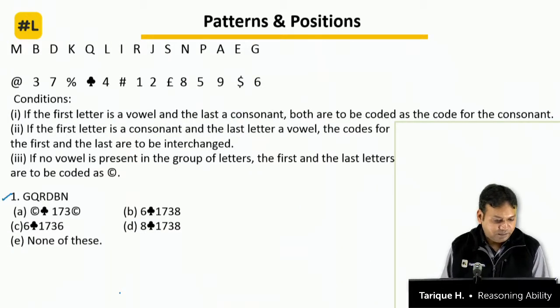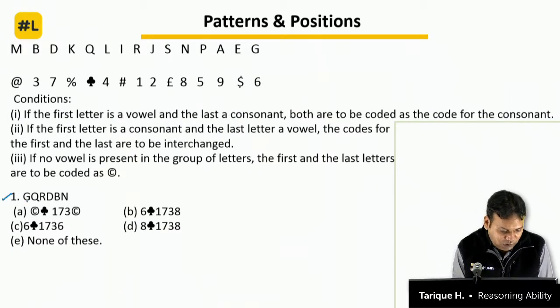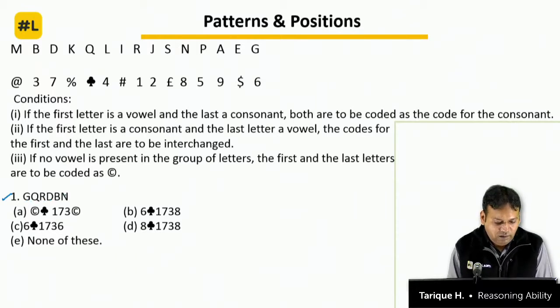So let's start doing this. Look at this particular sequence of letters. Do you see any vowel there? No. If vowel is not there, that means the starting must be a copyright and ending should be copyright.